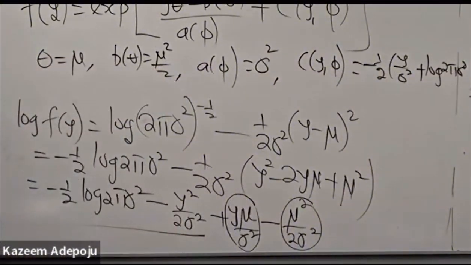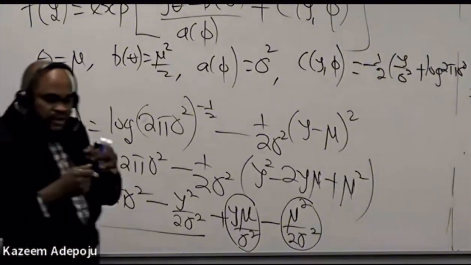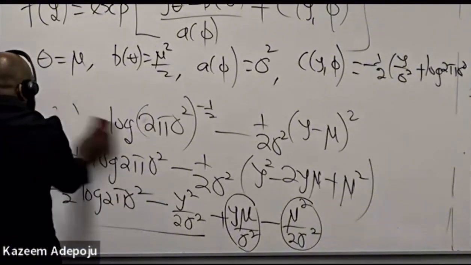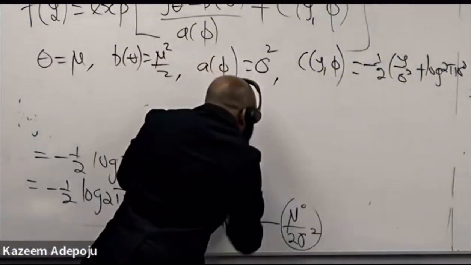Now, because of that, we said that normal distribution is a member of exponential family. Now, if it is a member of exponential family, there's something I'm going to show you now.